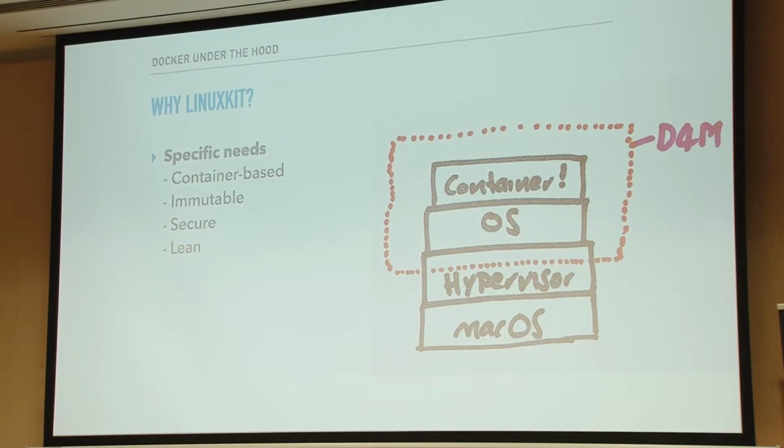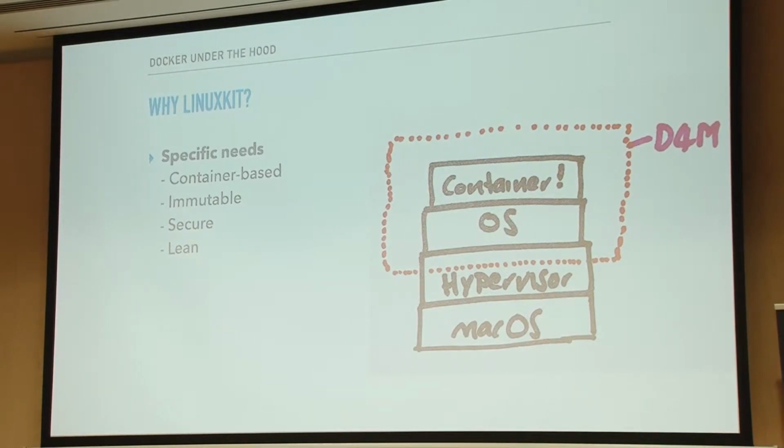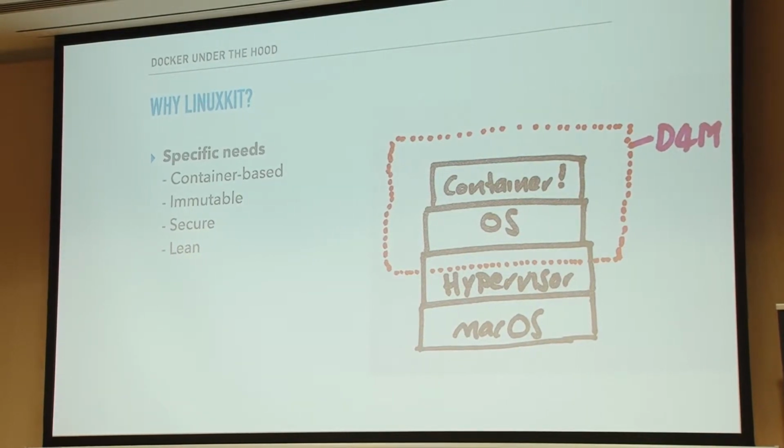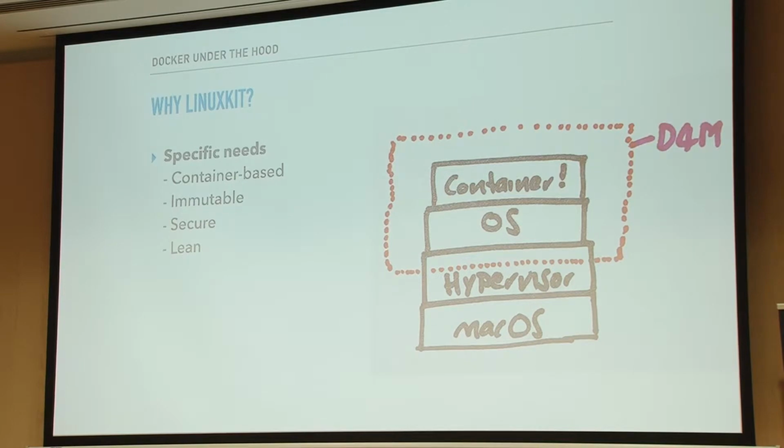So there are specific needs for that OS layer that we have in there. Obviously, it's got to be a container-based system, so it's got to be a container OS. But more than that, we want everything that runs there to be run as a container. We want that OS to be immutable. Security is a big concern, so we want it to be as secure as it can be. Immutability helps with that. And we wanted to make it as lean as possible, so nothing goes in that does not need to be there. So these are all the requirements that we needed for that kind of OS.